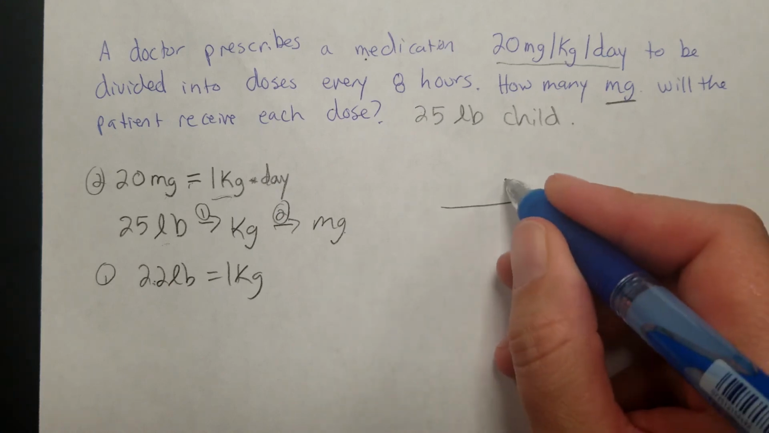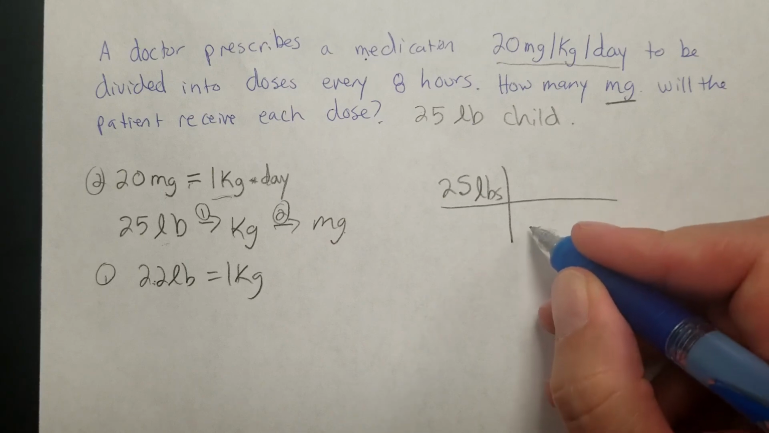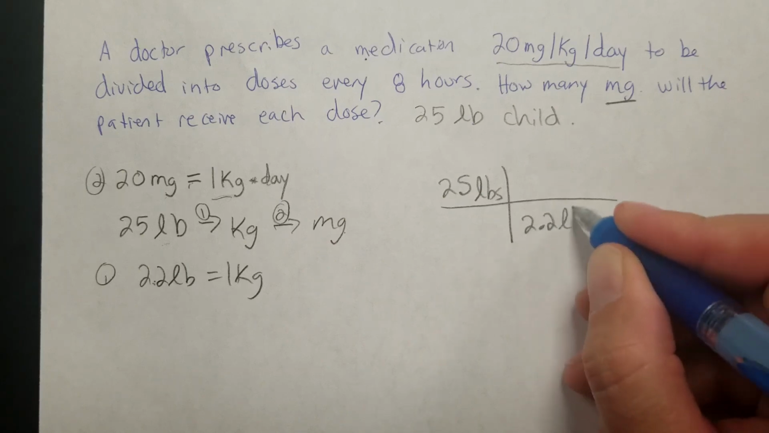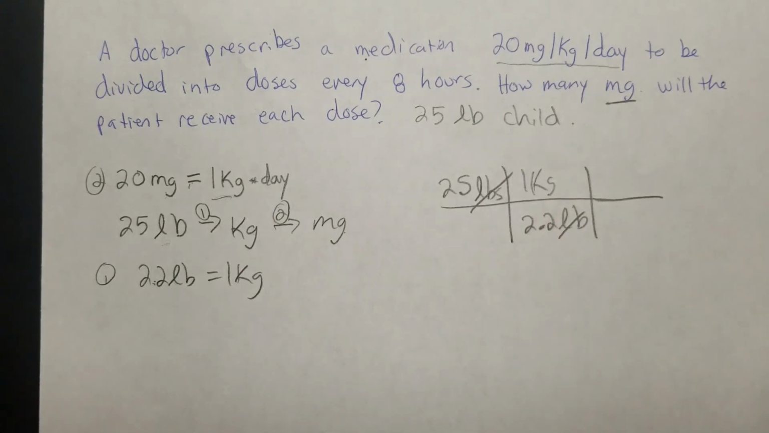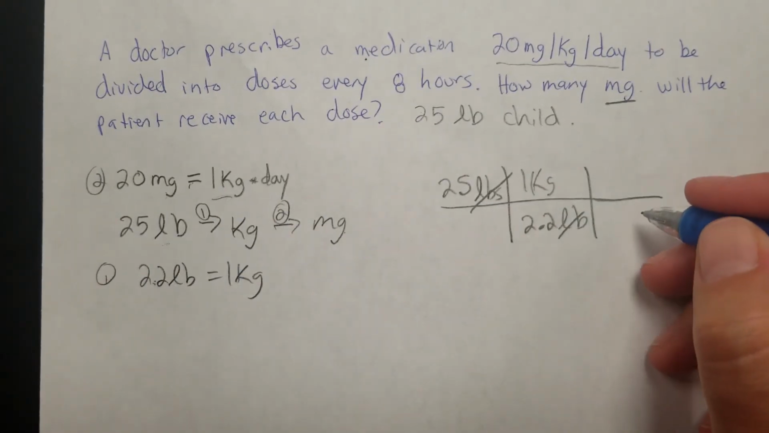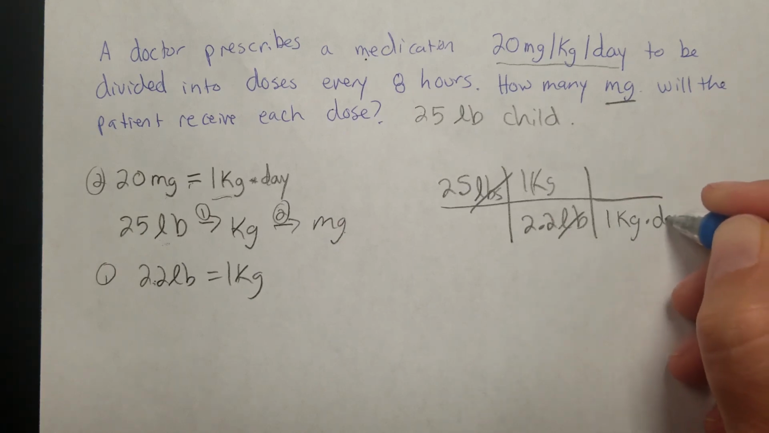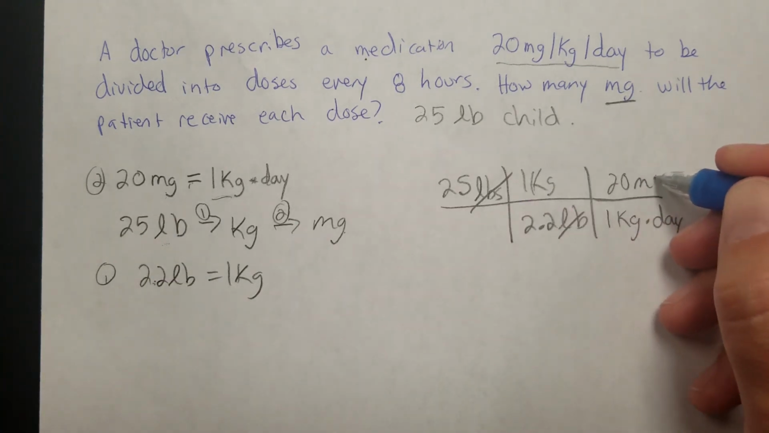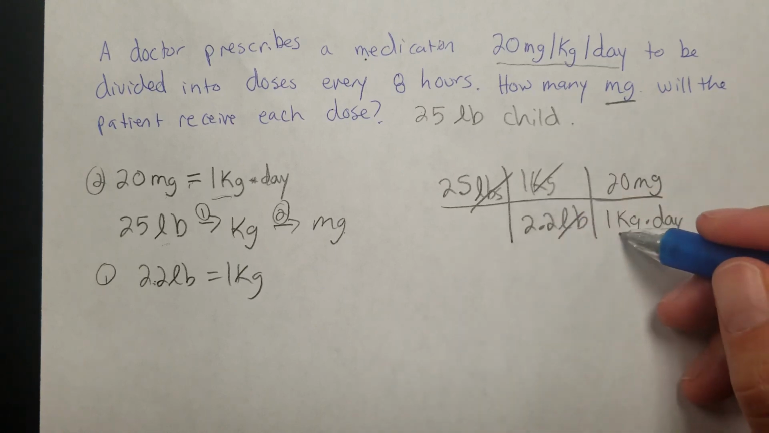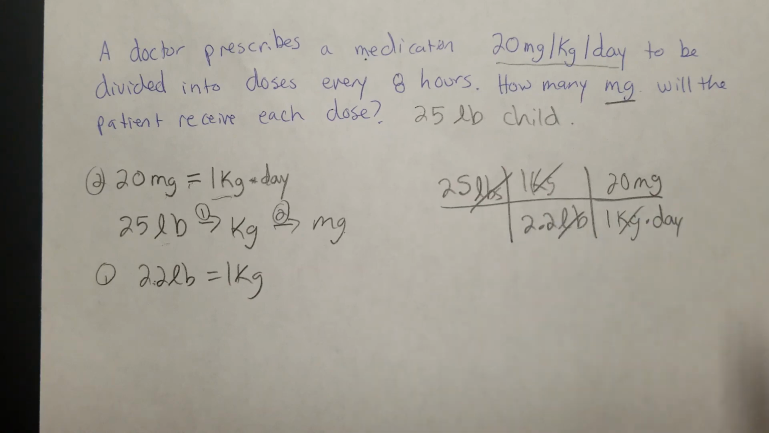Right, so let's write this out. Starting with the weight of the child, 25 pounds. Converting that into kilograms by putting the pounds on the bottom. So now we're going to know how much the child weighs in kilograms. Then we'll use the dosage, putting the 1 kilogram per day on the bottom, and then the 20 milligrams on top. So notice the kilograms are canceling, but the day's still there. The reason the day's still there is because once we get this dose, that's the dose that they need to get for the entire day.